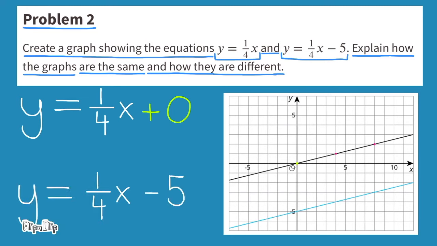Let's work on the line for y equals 1/4 x minus 5. Minus 5, or -5, is the y-intercept. So let's start at the y-intercept and move up 1 and then to the right 4 units. That's where we can put our first point. Move up 1 again and 4 units to the right, and that's where we can put another point. And you can see that these points land on this line. So this line represents y equals 1/4 x minus 5.